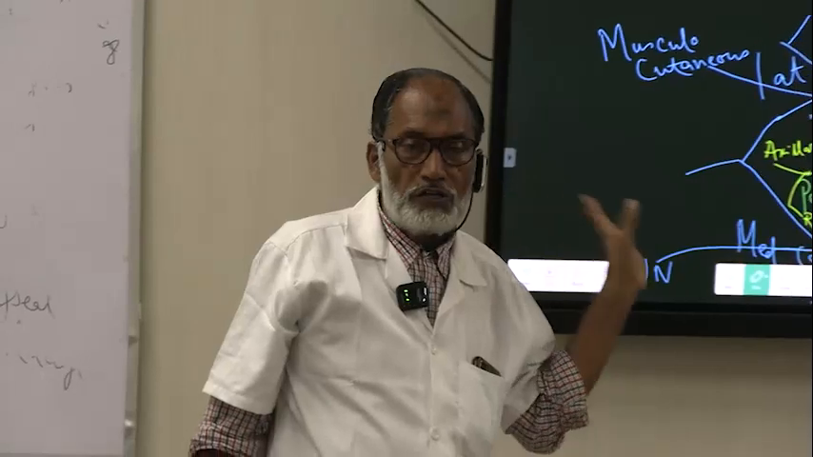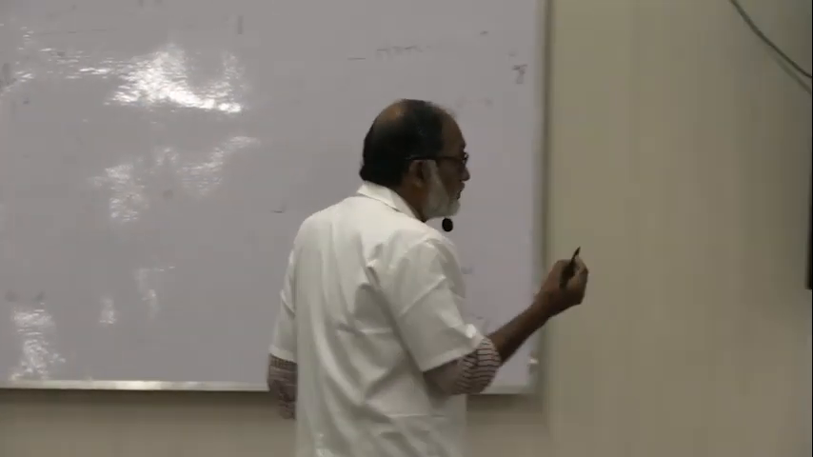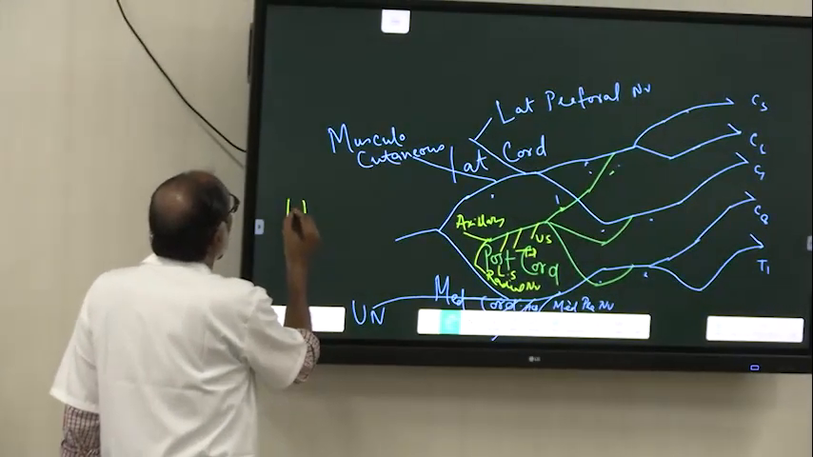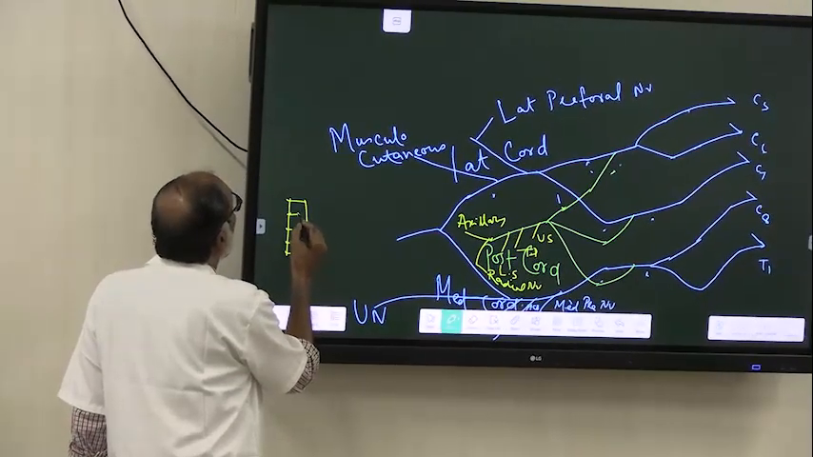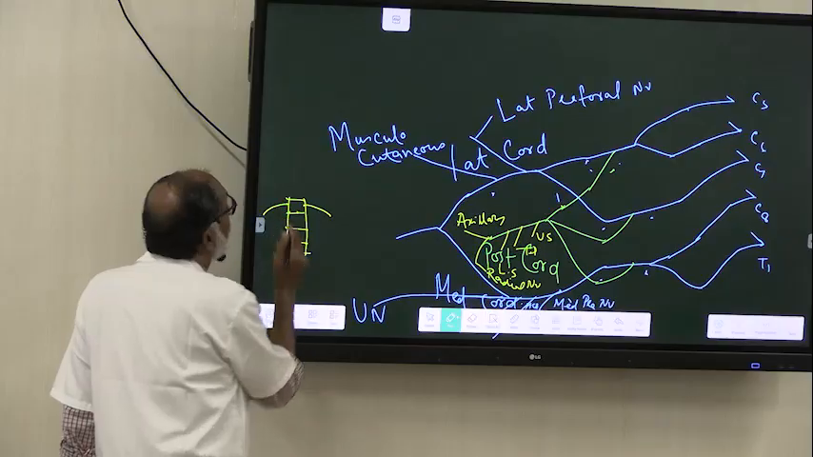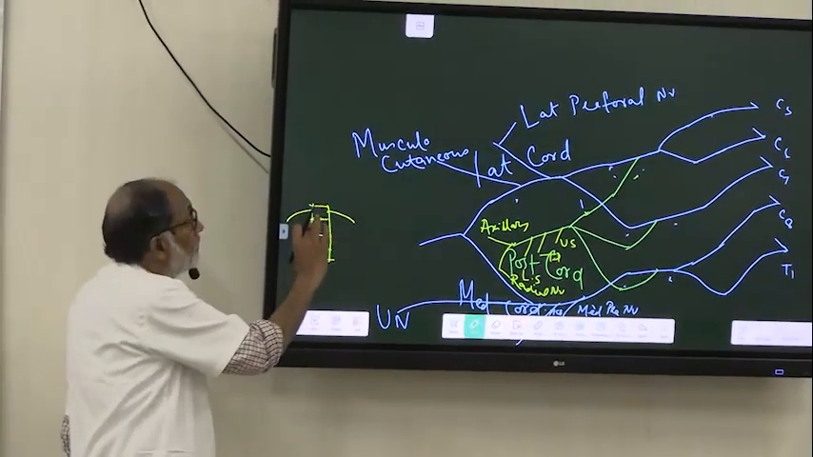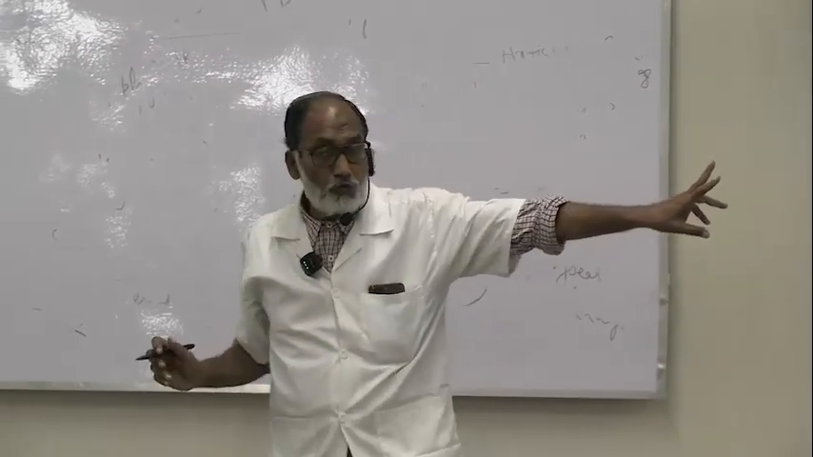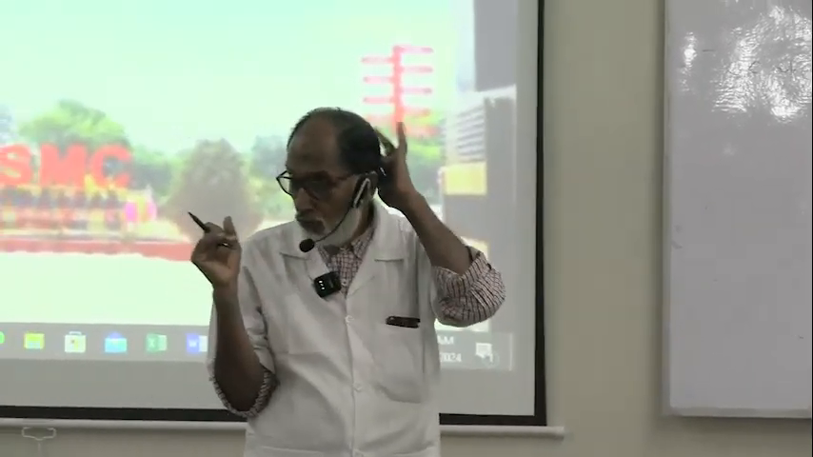Now you will be asked its root value. What is root value? Root value means, suppose this is the spinal cord. Suppose one nerve is coming here, one spinal nerve. So this part is called one segment. So there are several segments. Now you have to mention from which segment this nerve is coming. That is called root value.